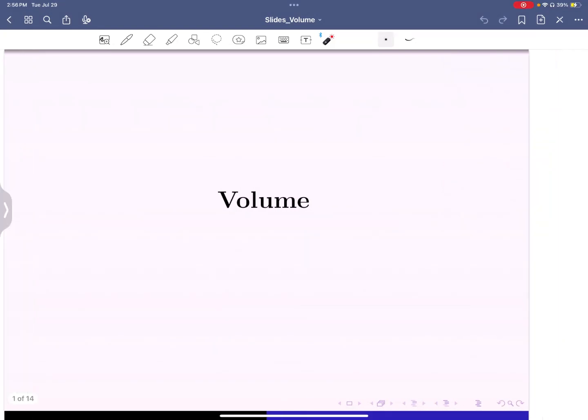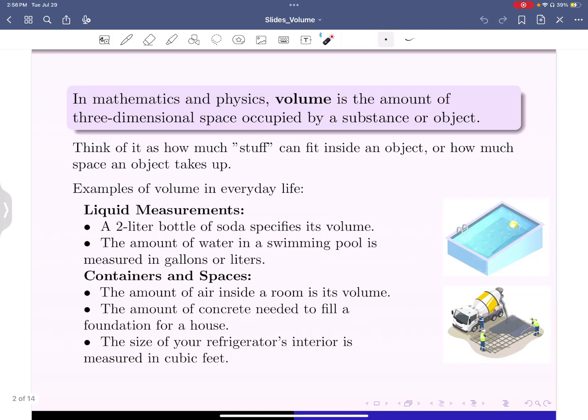Volume. In mathematics and physics, volume is the amount of three-dimensional space occupied by a substance or an object.